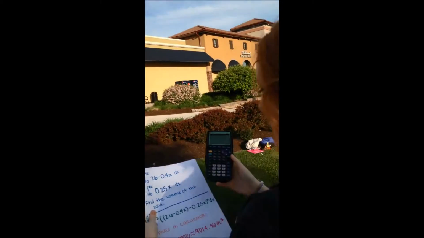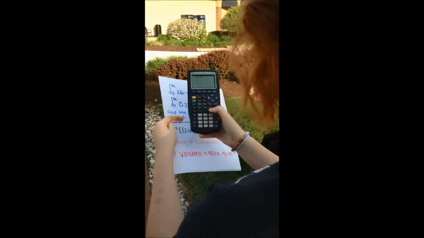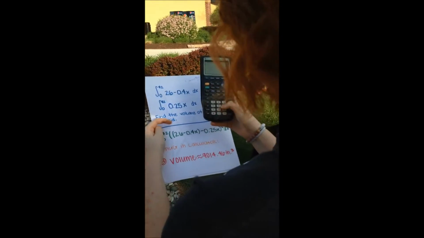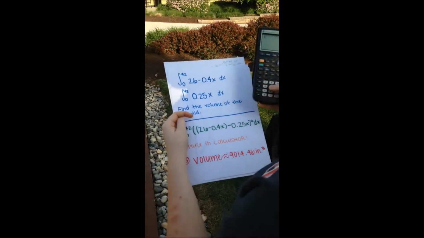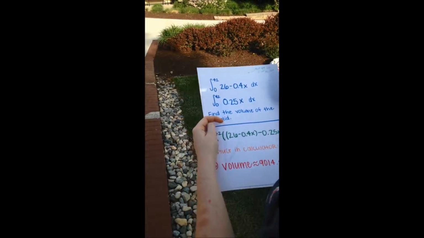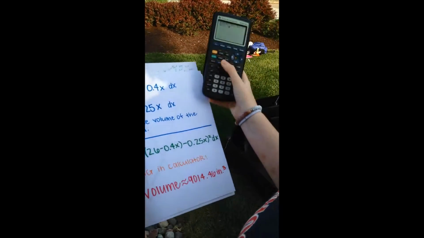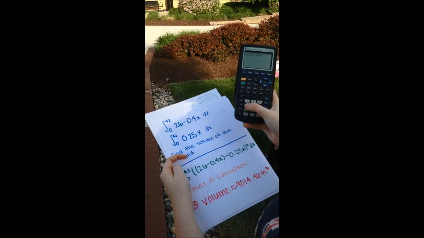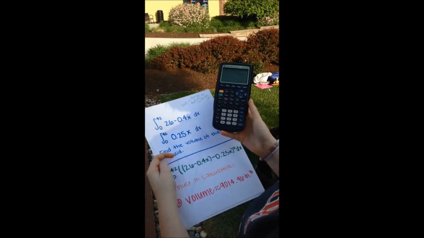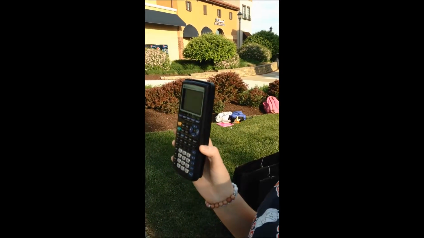All right, so you want to plug it in? No, that's fine. Okay, so we're going to plug this in. So this is 26 minus 0.4x minus 0.25x. And then we square the whole thing. And then we put in our variable, which is x. And then put in the integral, which is 0 to 42. And we get our answer. The volume is about 9,014 cubed inches.